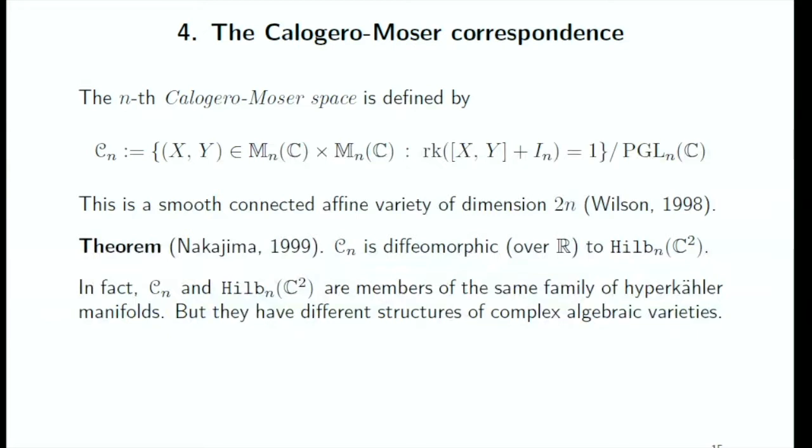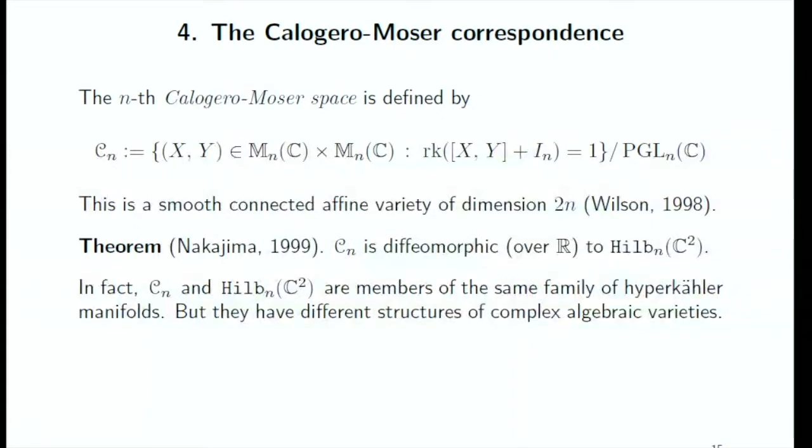Then it turns out that this is a nice algebraic variety. Of course, I identify those matrices which are in the same conjugacy class, so GL_n acts on such pairs by simultaneous conjugation, and scalar matrices act trivially. It turns out that the induced action of PGL_n on such pairs is actually free, and so I can take the quotient, and the quotient is a smooth affine variety of dimension 2n.